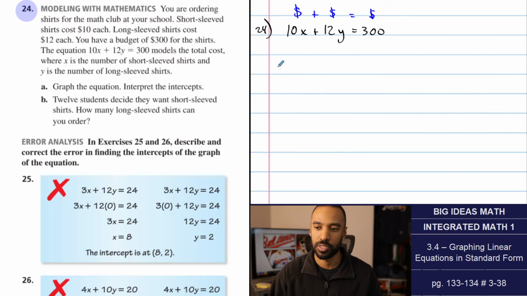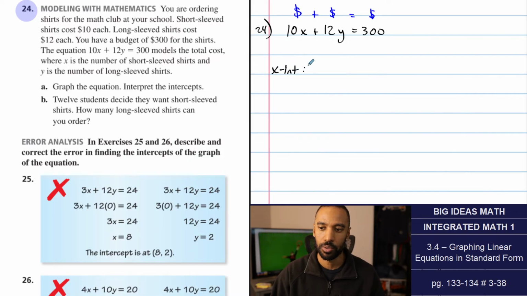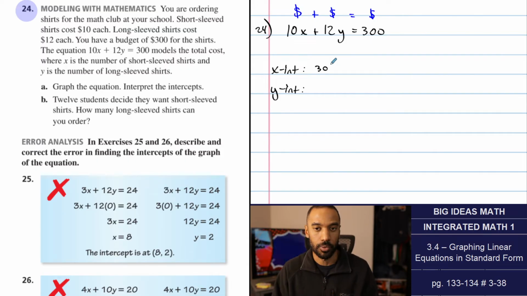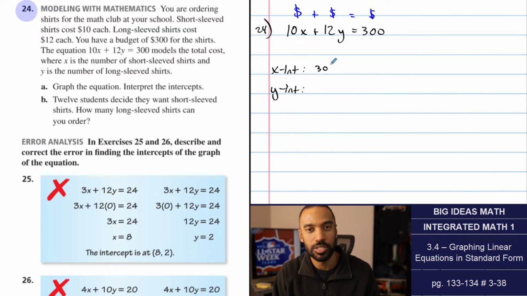Graph using intercepts. X-intercept. Set y equal to 0. 10x equals 300. Divide 300 by 10. You get x equals 30. Y-intercept. 12y equals 300. Divide by 12. Y equals... I don't know if that's a whole number. 300... It has to, right? No, it doesn't. Yeah, yes, it does have to be. 25. I don't know why I had trouble with that one.